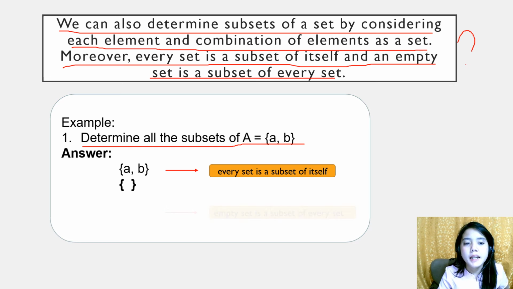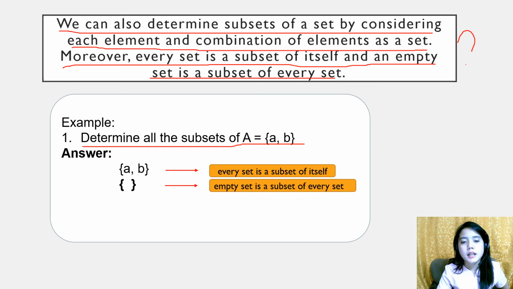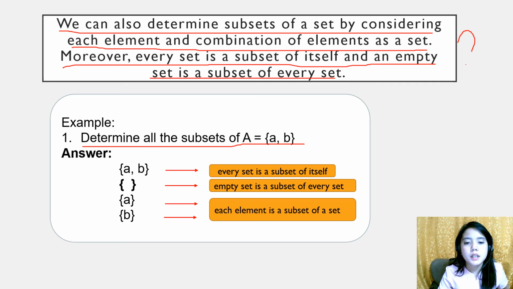We have an empty set. Okay, an empty set is a subset of every set. And we have A and B. Okay, each element is a subset of a set. Okay, so mao ni siya ang mga subset ni set A.